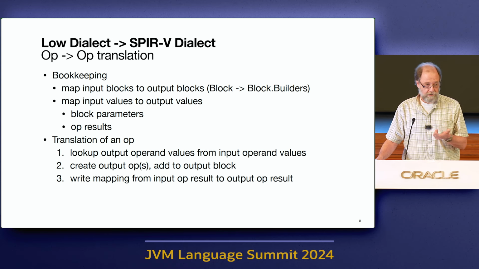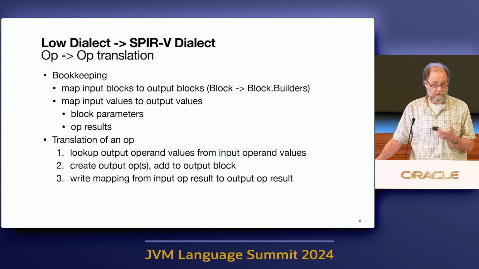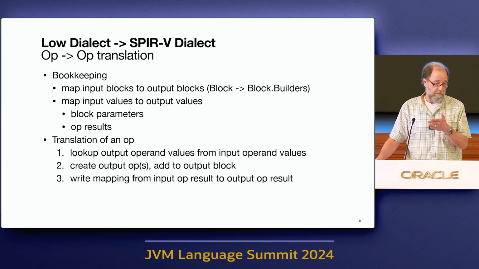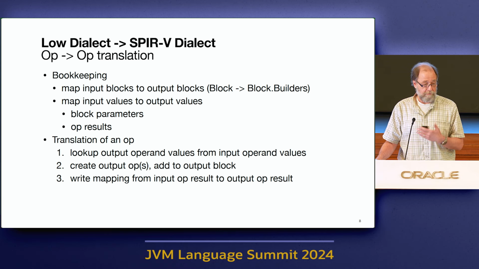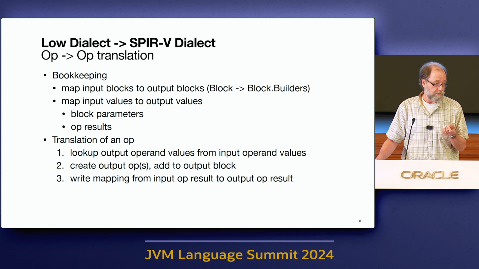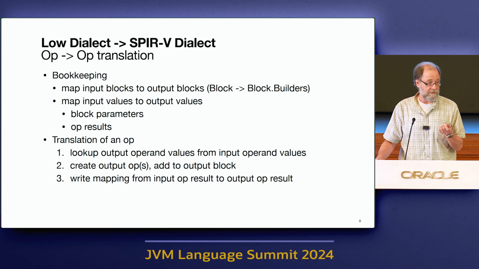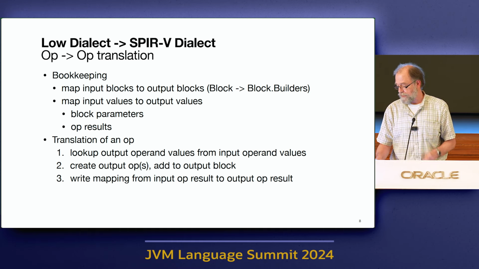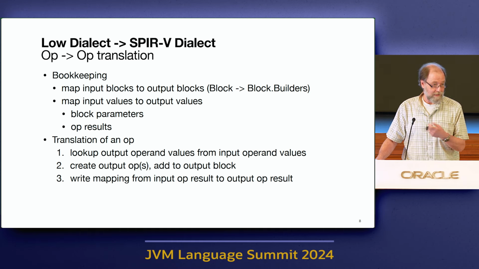Now you have the operands, you can create your output op. It's sometimes more than one. If going to SPIR-V, some have a 2 or 3 op mapping on the output side. And then once you've added it, you have a new output. You have a new result, op result. And you want to complete your bookkeeping by writing a new mapping from the input's op result to the output's op result. That'll let you use that new result as an operand later.